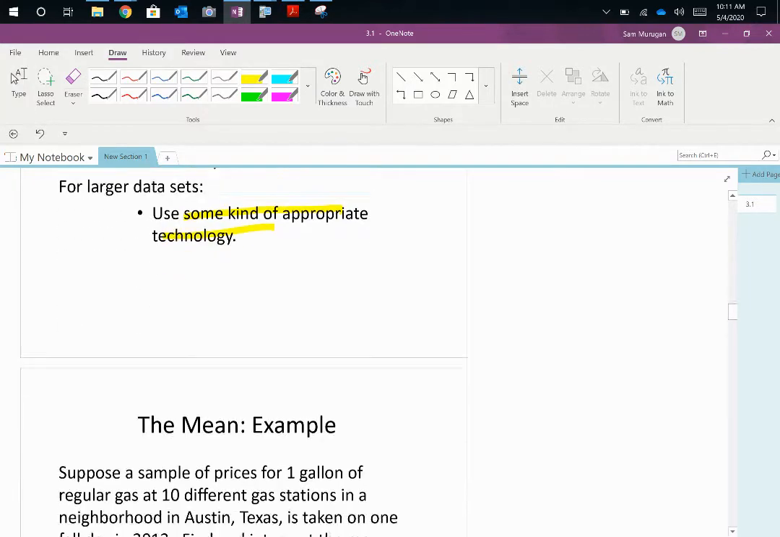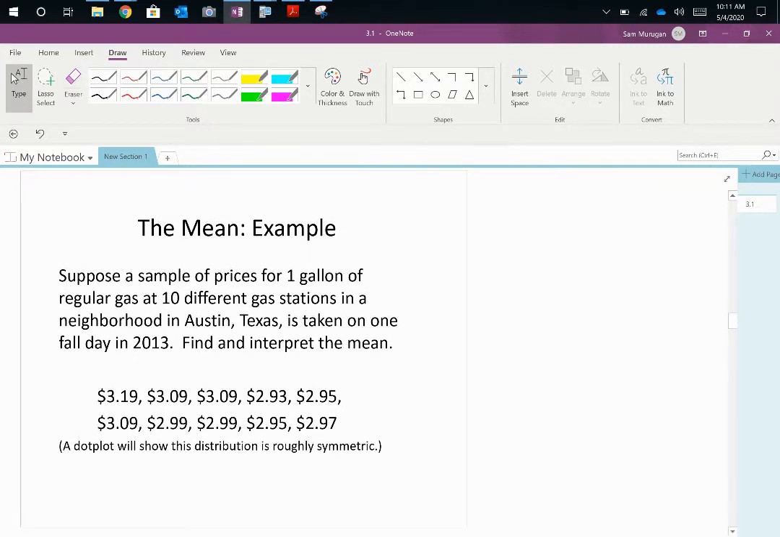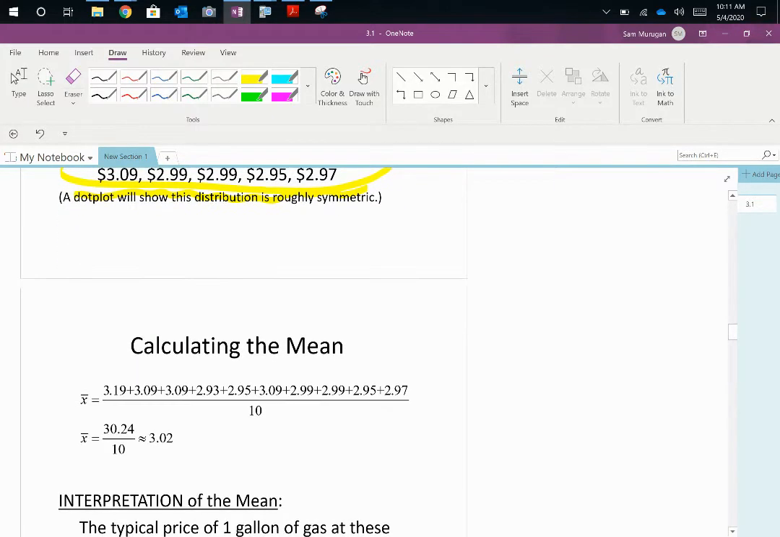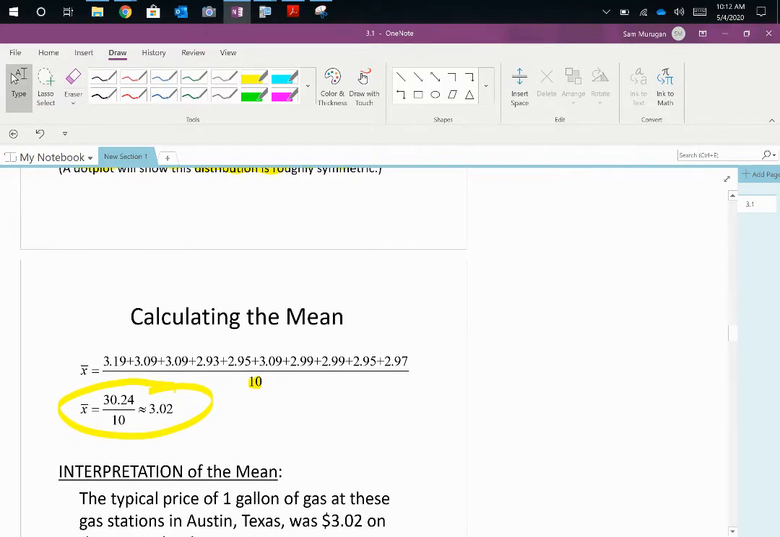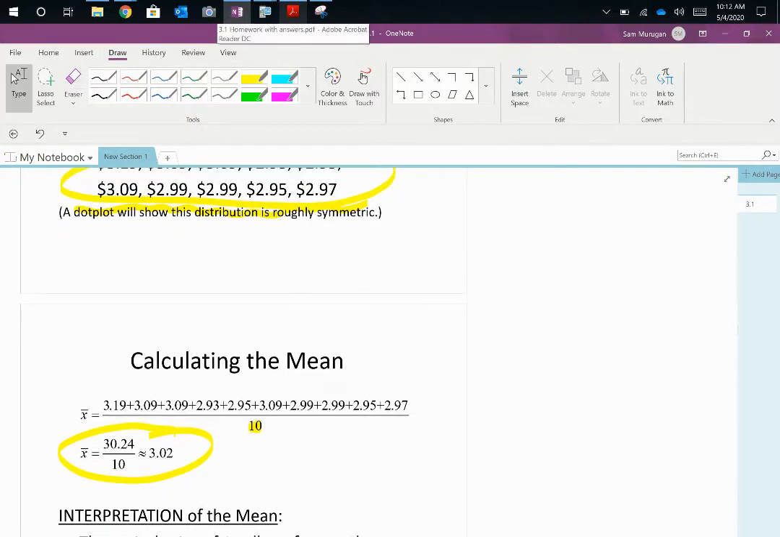Okay, so here's an example. Suppose the sample of prices for 1 gallon of regular gas at 10 different stations is given in this table here. A dot plot will show this is roughly symmetric, so we're going to assume that it's symmetric. Now, to find the mean, we would simply add all of the numbers, and then since this is 10 numbers, we would divide by 10 and get the mean. I want to show you how to put these numbers in a calculator and have the calculator calculate the mean instead of doing it this old-fashioned way here.